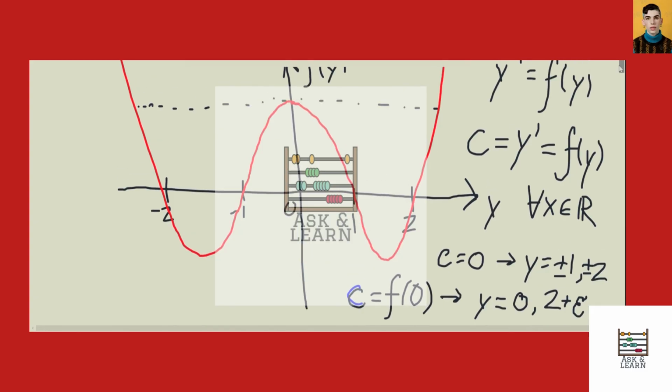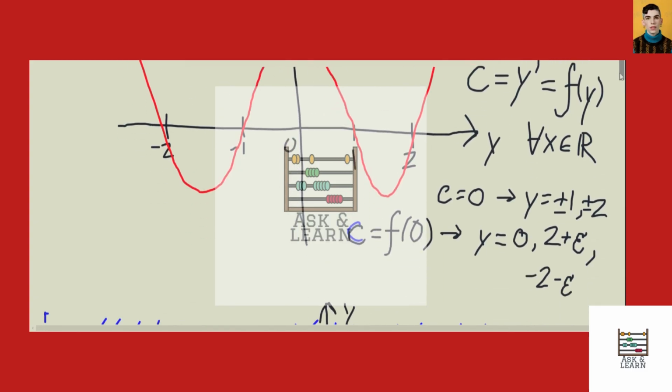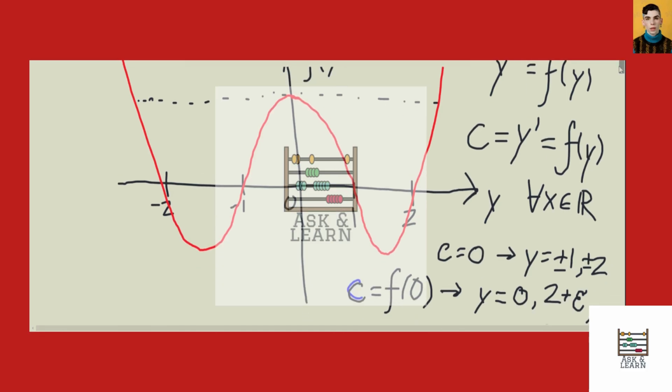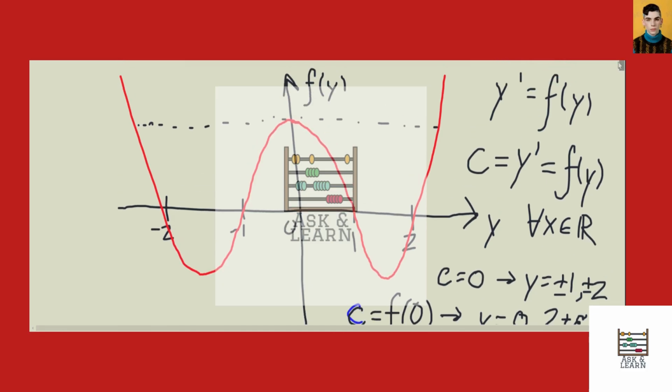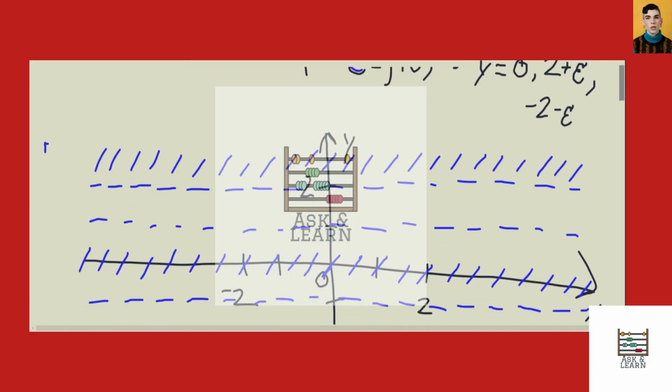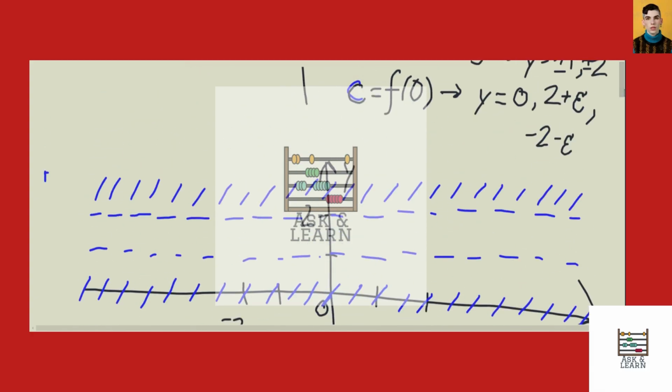And we see that as y gets closer and closer to positive infinity, f of y increases, and so the slope is going to increase. So we see that these horizontal lines, the slope is going to get larger and larger until these slope lines are almost vertical.